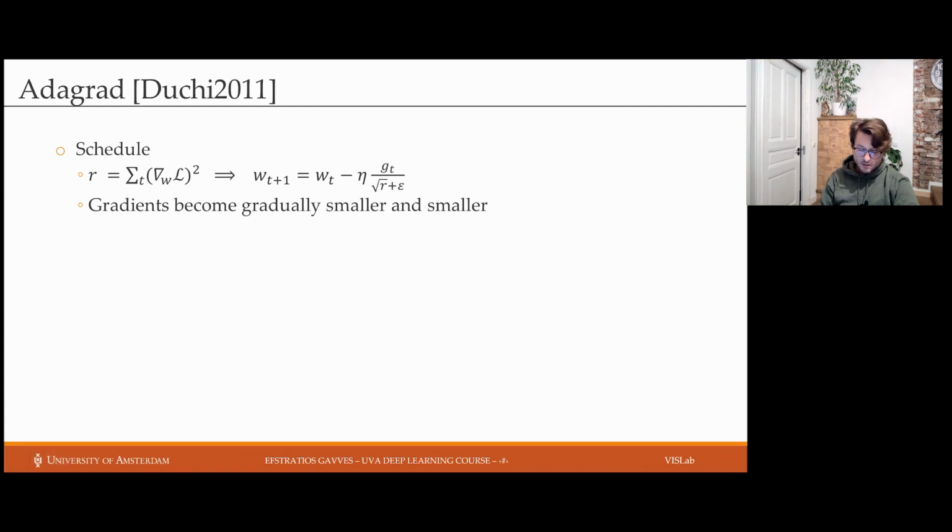Another optimizer is Adagrad, with a scheduling system of the learning rate of the gradient. It's quite similar to RMSProp. Now the denominator is equal to the sum of the squared gradients of the loss with respect to the parameters. So gradients become gradually smaller and smaller. However, there is no exponentiation here.